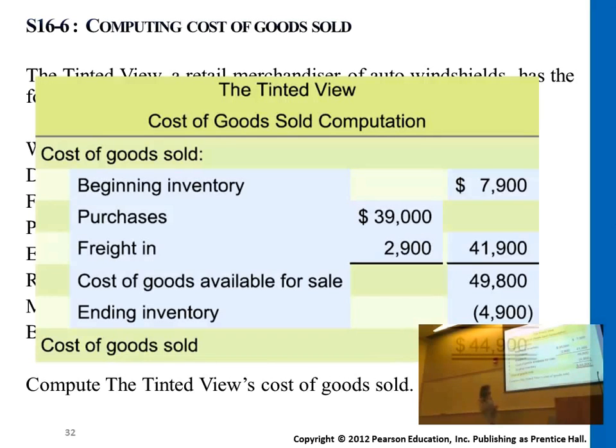Okay, so very good. You have beginning inventory, $7,900. You have new purchases, $39,000. Freight charges, that comes together with purchases, $2,900, and then we minus ending inventory, which is $4,900. So this gives us at the end $44,900.